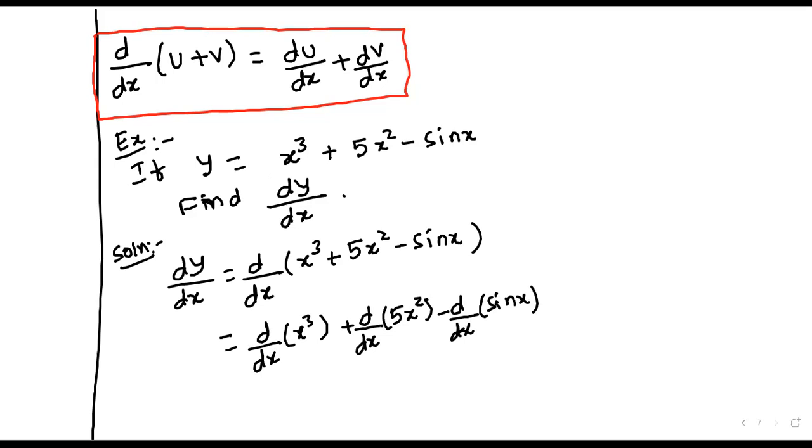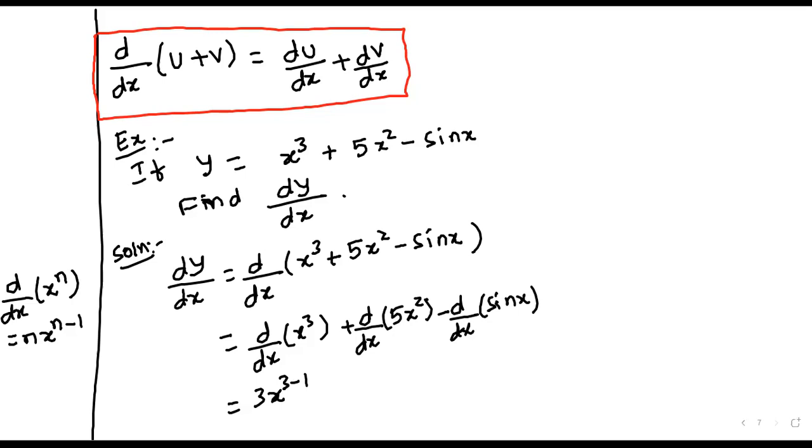Now, in the first term, d by dx of x cube, how can we do it? It is in the form of d by dx of x power n. The formula for d by dx of x power n is n times x power n minus 1. So instead of n, I have 3 here. So I can write 3 times x power 3 minus 1.